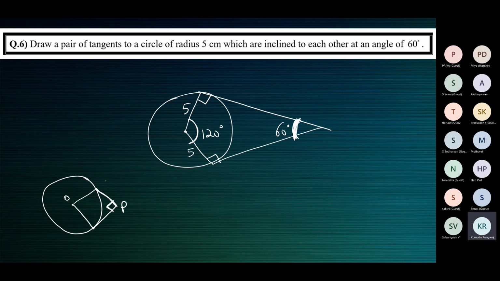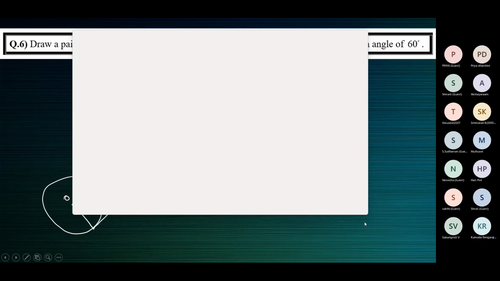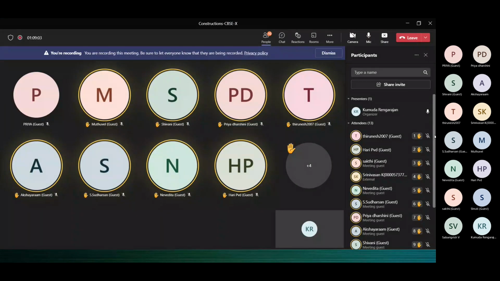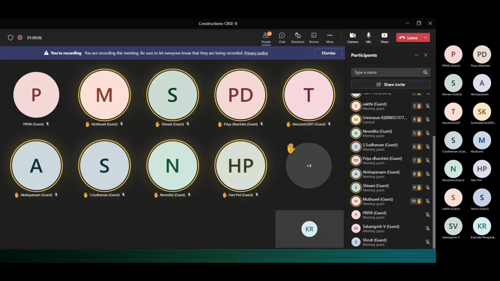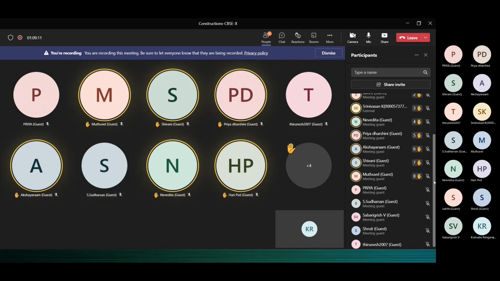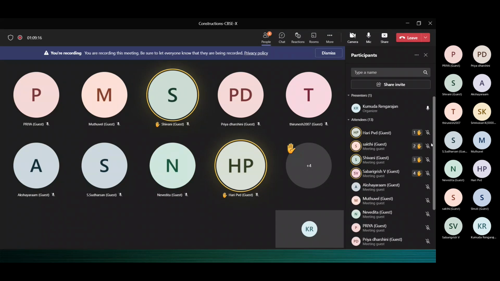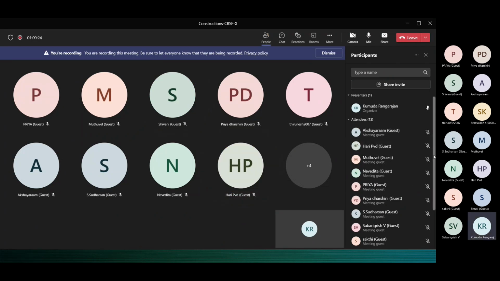Children, this is the external point P. Am I audible, children? Yes, ma'am. So class, lower your hands. Hariharan? Okay.